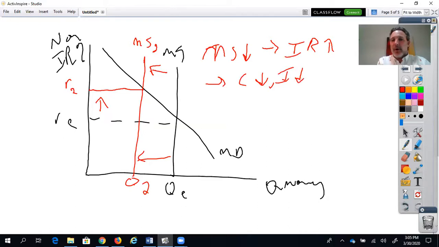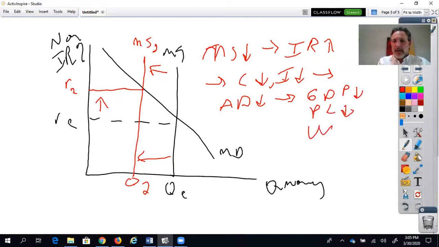Anything that you have to borrow money to buy goes down. Interest-sensitive expenditures go down. C and I go down, aggregate demand goes down. If aggregate demand goes down, a bunch of things: GDP goes down, price level goes down. Unemployment, unfortunately, goes up, but that's not the target. The target is this: I'm trying to fix prices. I'm trying to fix inflation.